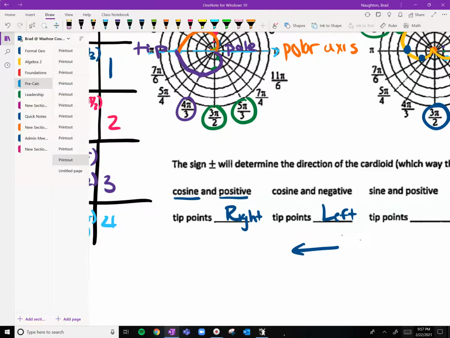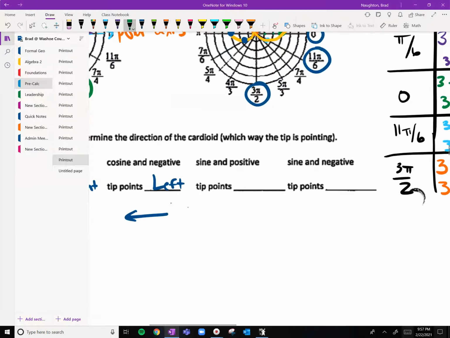Okay, so sines were up and down. So if it's positive, that's going to be up. And if it's negative, it's going to be pointing down. Easy peasy lemon squeezy.